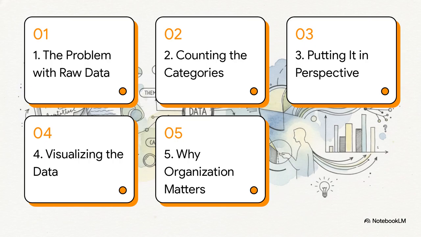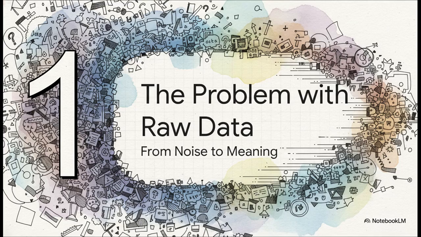First, we're going to look at the problem of raw data. Then we'll start organizing by counting our categories. After that, we'll put those counts into perspective, and then the fun part, visualizing the data. And finally, we'll talk about why all this organization is so incredibly important. All right, let's dive right in.